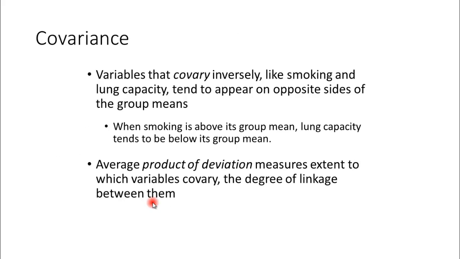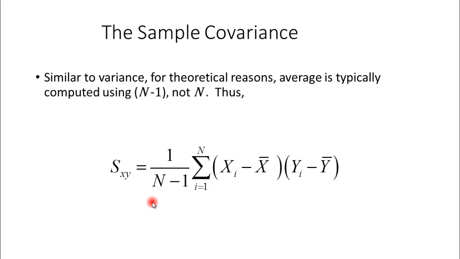Covariance: variables that covary inversely, like smoking and lung capacity, tend to appear on opposite sides of their group means. When smoking is above the group mean, the lung capacity tends to be below its group mean. The average product of deviations measures the extent to which variables covary, the degree of linkage between them. This is the formula to calculate covariance. We multiply the distance of x by the distance of y, that is, the distance of each individual observation from its own mean.